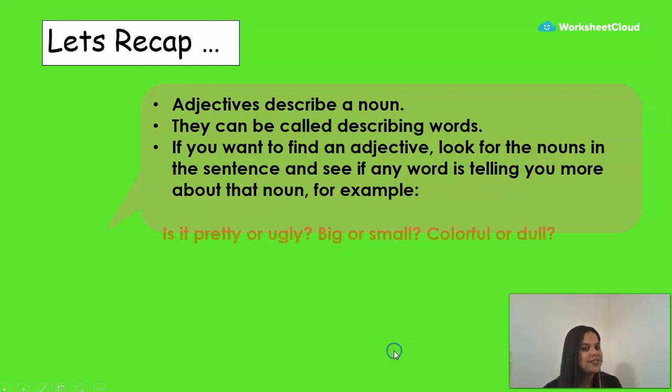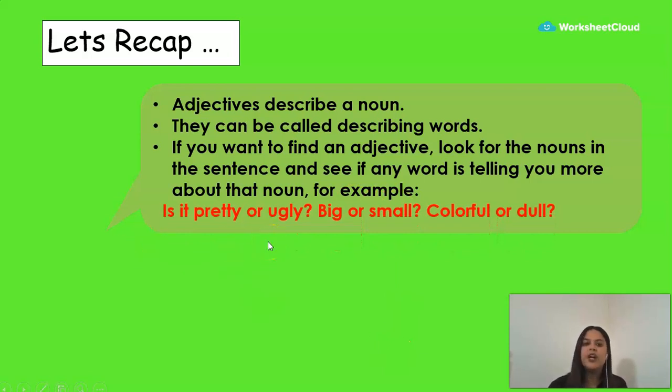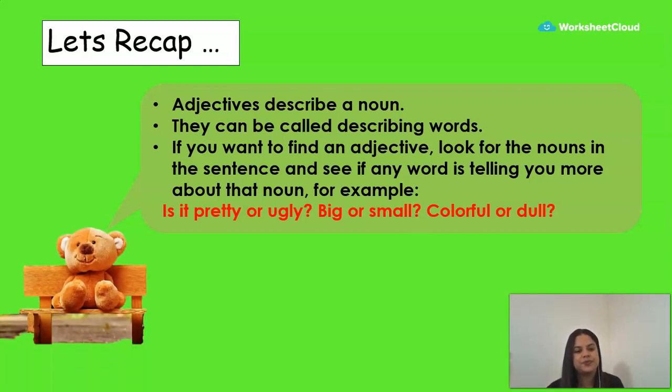For example, is it pretty or ugly? Big or small? Colorful or dull? Is the word telling you about the noun, giving the noun some description, like that girl: beautiful, tall, blonde, brunette, perfect. What is telling you more about that particular noun? That will tell you what the adjective is.